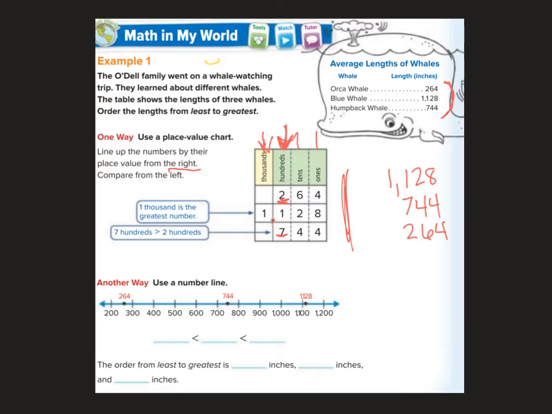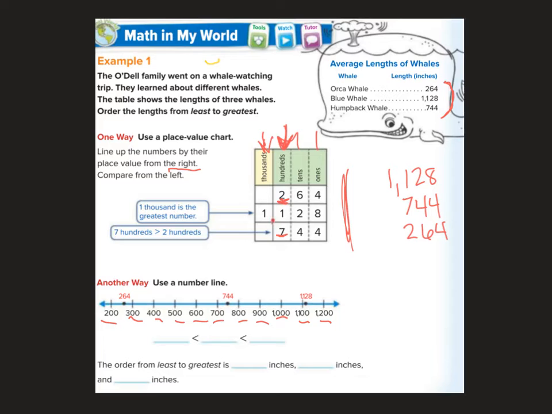Another way would be on a number line. So notice this number line went up by hundreds. So we need to make sure we have an equal interval. So that means 200, 300, 400, 500, 600, 700, 800, 900, 1,000, 1,100, 1,200. We're adding 100 each time. We wouldn't want to go 200, 201, 300, 301, 400, right? Because that's not equal intervals.